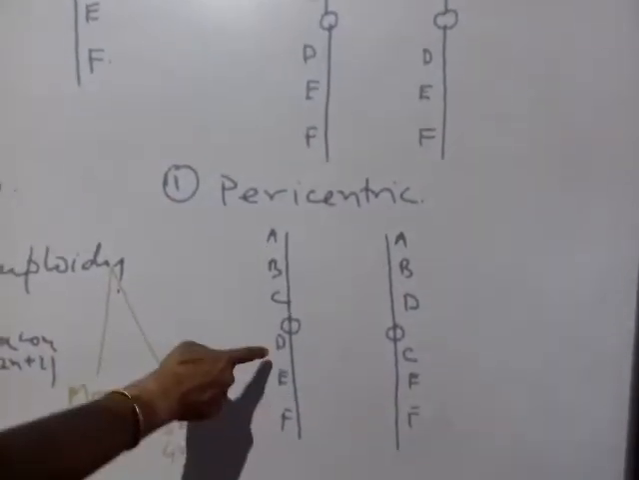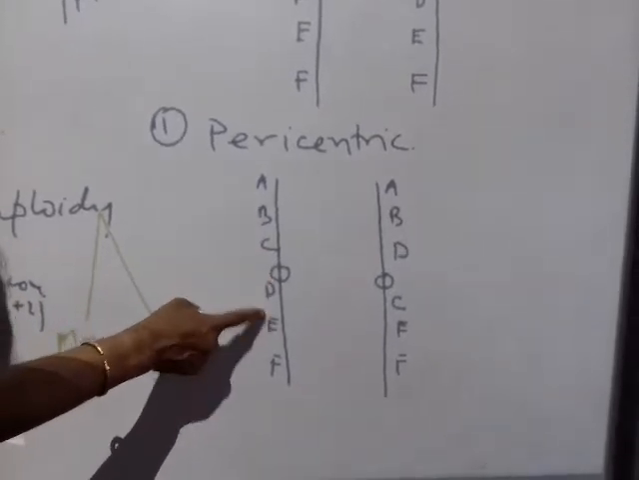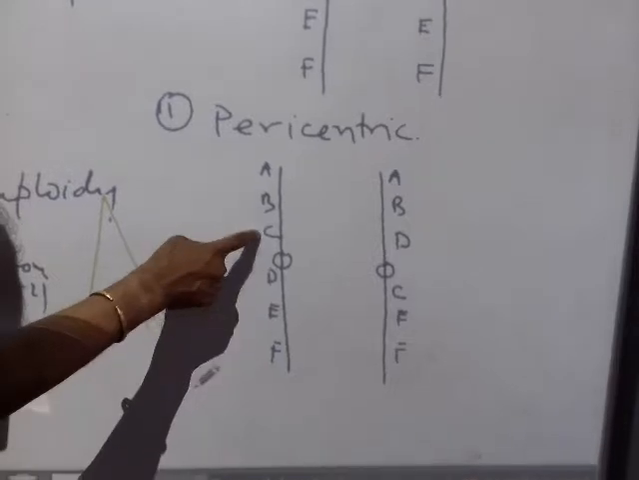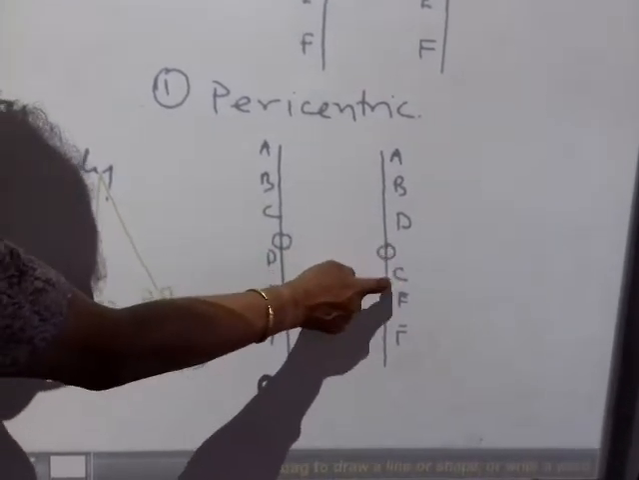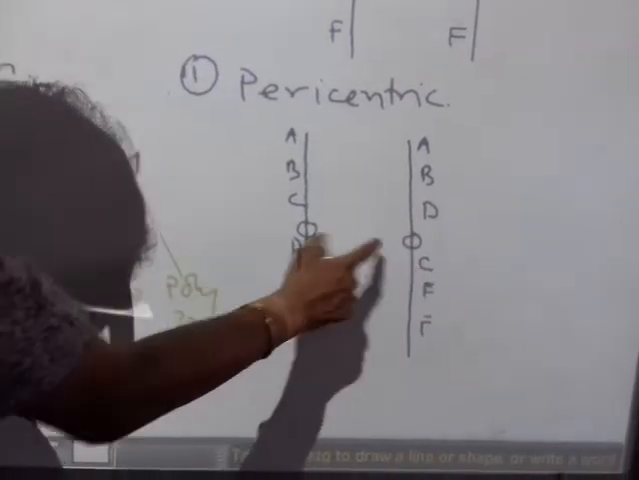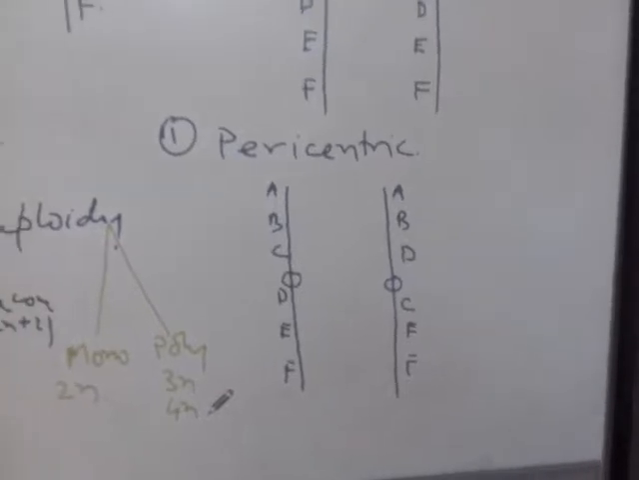But if it is within the centromere, see here ABC, the centromere is here, DEF, and here C and D change the position. That is, it is contained within the centromere, D goes to this side and C goes to this side, then this type of inversion is called pericentric inversion.